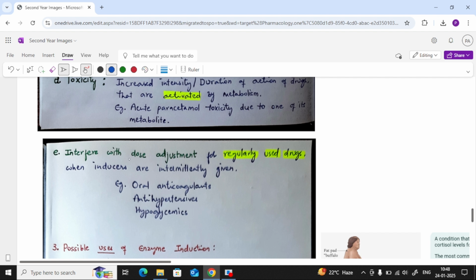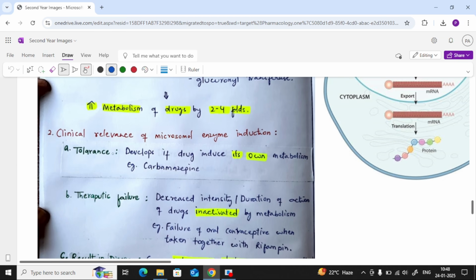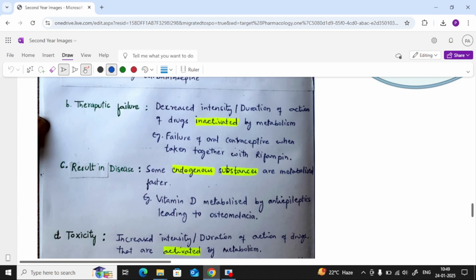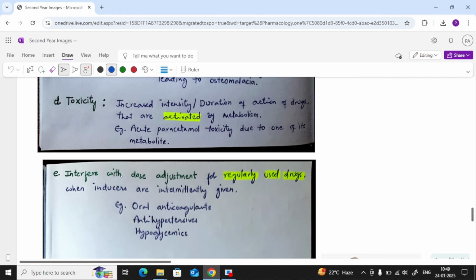So there is interference with dose adjustment for regularly used drugs when inducers are intermittently given, as in the case of oral anticoagulants, antihypertensives, and hypoglycemics. Okay, understood? So these are the clinical relevance. There can be tolerance, there can be therapeutic failure, it can result in diseases, there can be toxicity, and it can interfere with dose adjustment.